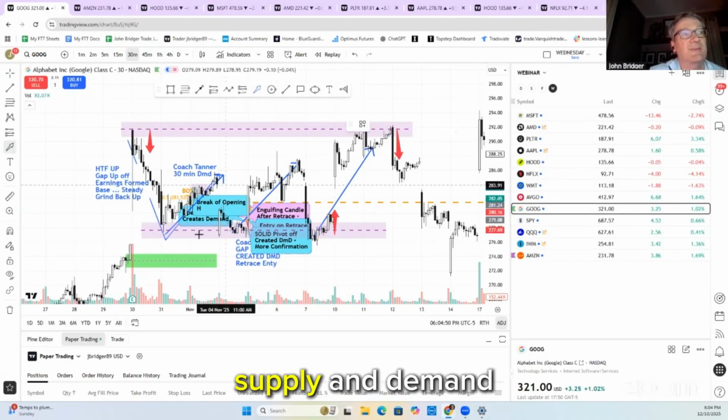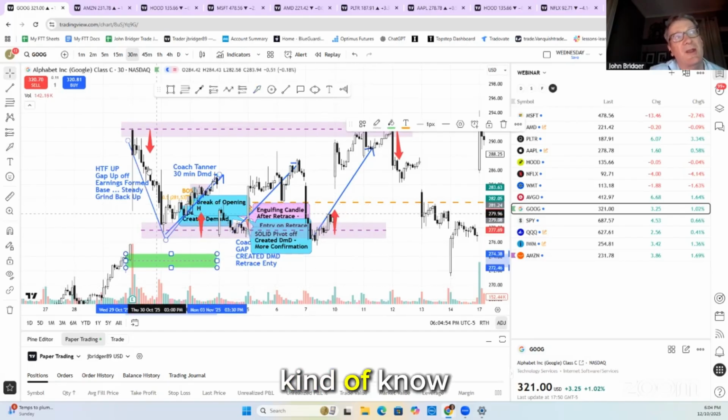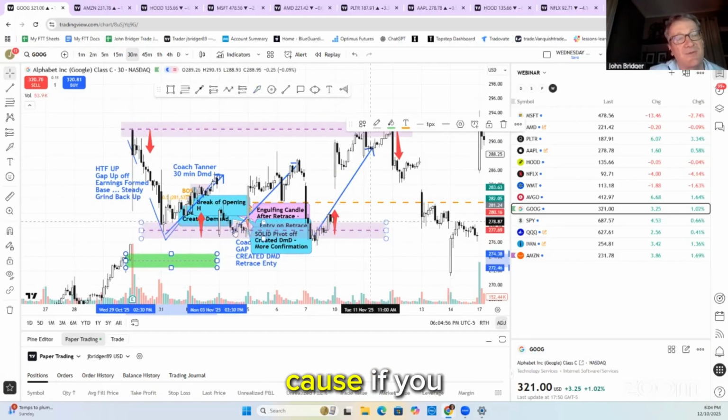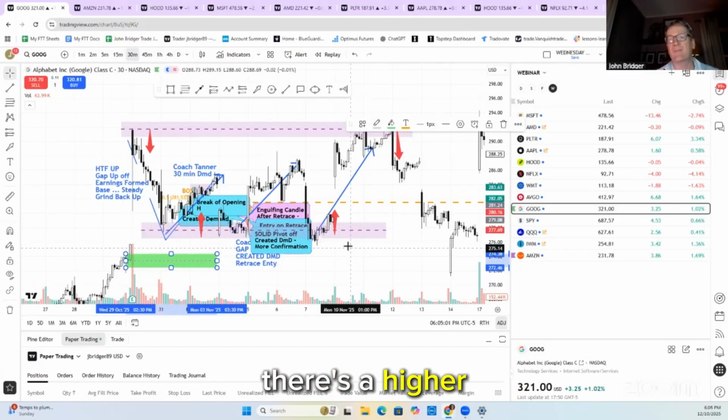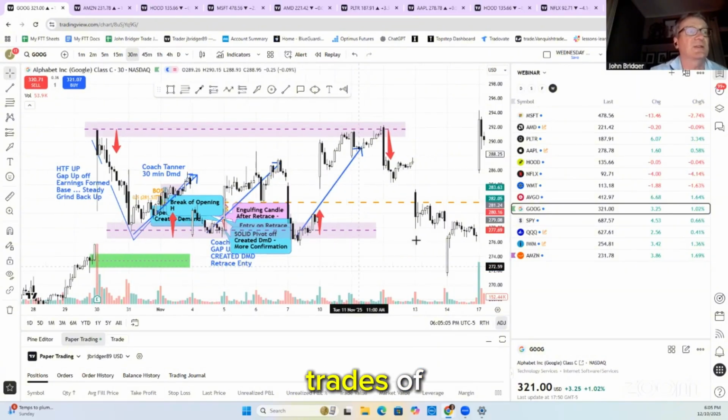So when you're playing supply and demand, you want to know where these pivot points are, because if you have a demand zone located along this pivot point, there's a higher probability you're going to be successful in your trade. So let's go into a couple of trades that Coach Tanner made.